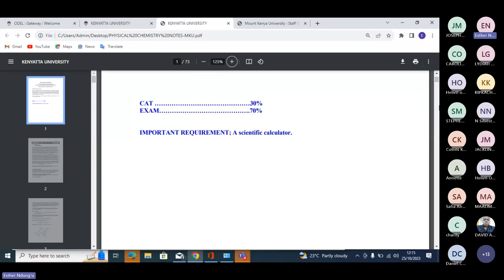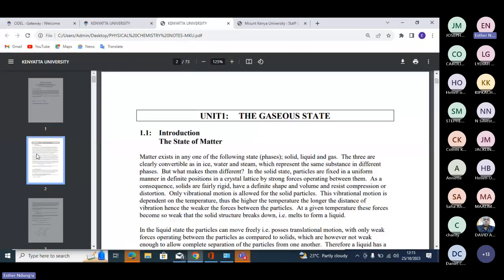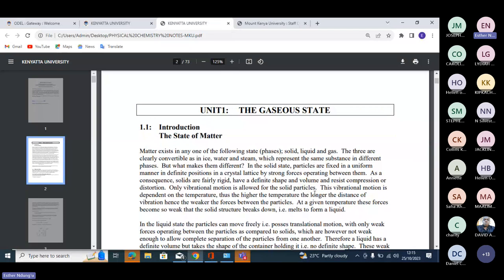In the practicals, you look at Le Chatelier's principle. Again, this is something that was covered in high school. Le Chatelier's principle, redox titration, and electrochemistry, pH titration. Basically, it is not one of the harder units that you'll come across.